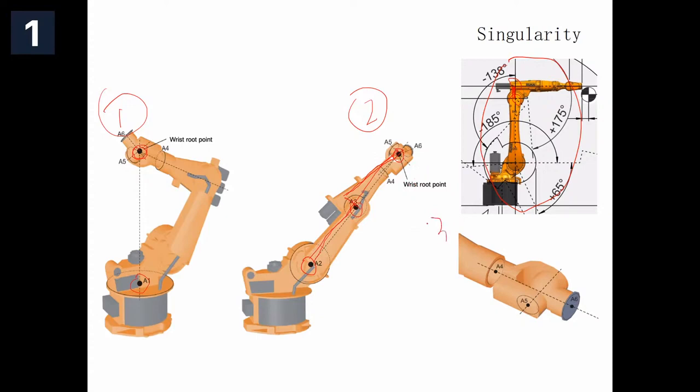The third one is the most important one. It's called A5 singularity. It means when the robot's A5 axis is near or at zero angles, the robot will stop and give you an error. I will show you now.